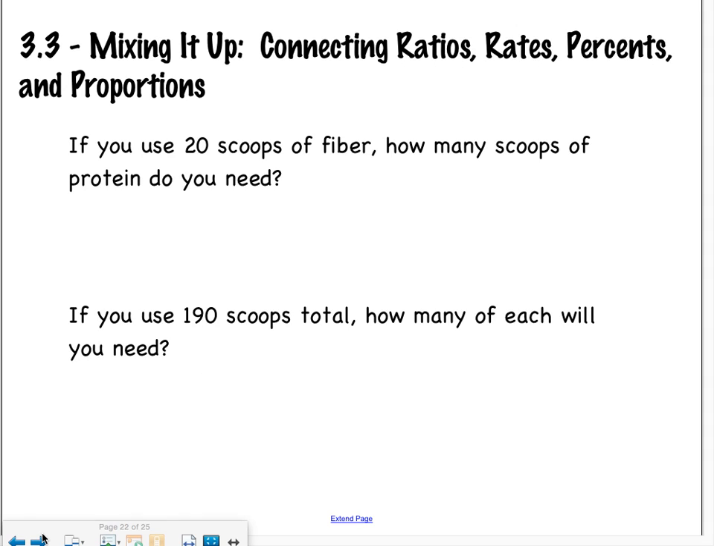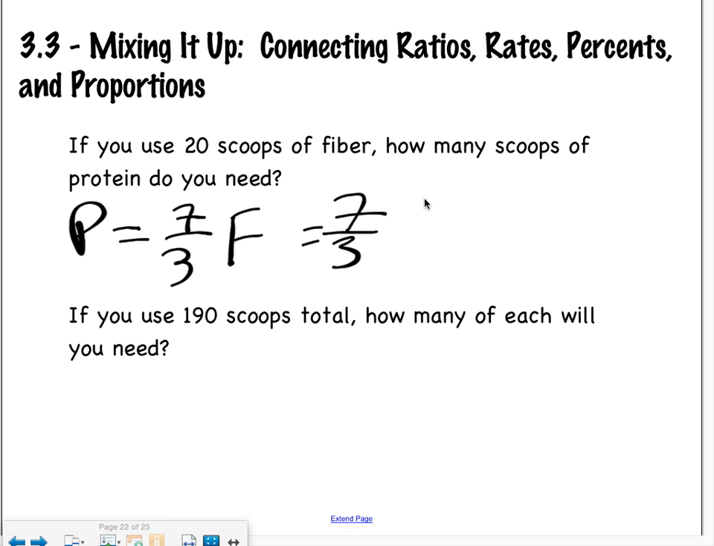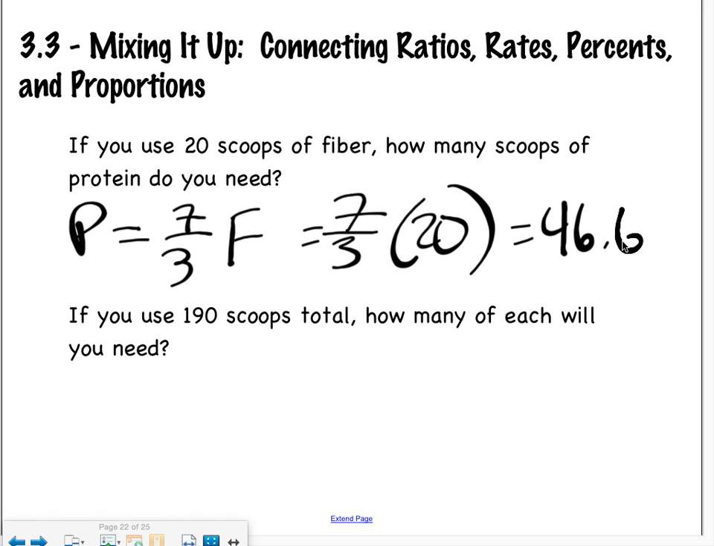All right, so once you have formulas, you can solve some problems. So if you use 20 scoops of fiber, how many scoops of protein do we need? Well, we know that protein equals 7/3 times fiber, where fiber equals 20, so we get 7/3 times 20, which is 46.6 repeating scoops of protein. So they would round that to 46 2/3 scoops of protein. Okay?